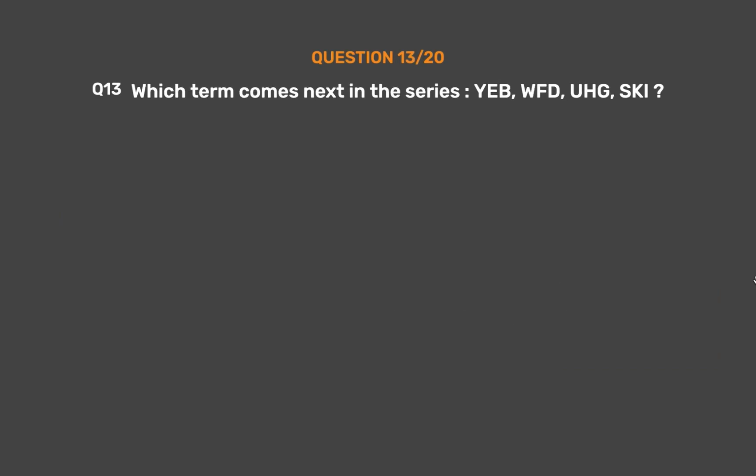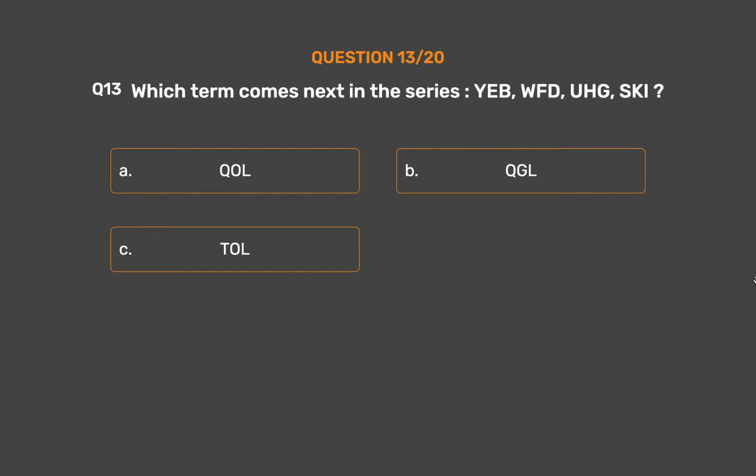Question number 13. Which term comes next in the series? AB, WFD, UHG, SKI? Option A, QOL. Option B, QGL. Option C, TOLL. Option D, QNL.